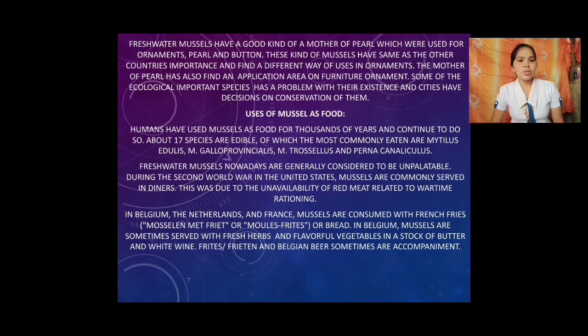During the Second World War in the United States, mussels were commonly served in dinners. This was due to the unavailability of red meat related to wartime rationing. So, ang mussels karon mostly ang mga humans mao di unang mukaw na na. There are known to be 1,000 species of mussels, pero 17 ra ka species ana mao ang makaon.